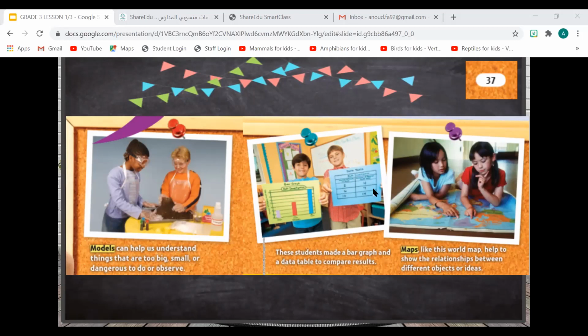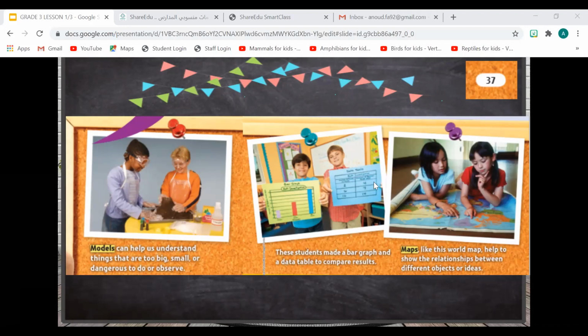These two boys, one of them is holding a data table full of numbers and maybe some description written. And the other one is holding a bar graph. Why would I call it a bar graph? Because it has bars, and it's a graph because it's a drawing. So wouldn't you think that it's easier to look at the graph than the numbers? Look at the graph. Now I know that the blue one is the bigger number or the most number of butterflies, and the purple one is the least number of butterflies.